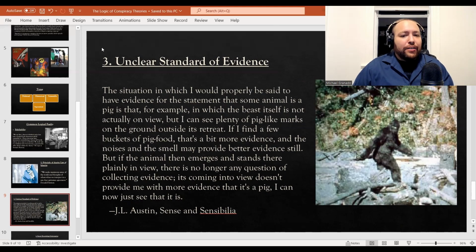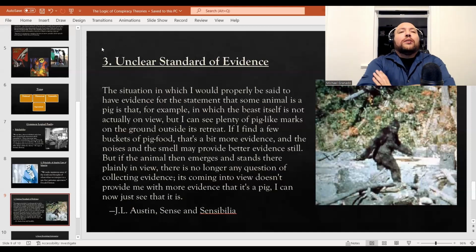The situation in which I would properly be said to have evidence for the statement that some animal is a pig is that, for example, in which the beast itself is not actually on view, so we can't see the pig, but I can see plenty of pig-like marks on the ground outside of its retreat. That would be one piece of evidence. If I find a few buckets of pig food, that's a bit more evidence. And still the noises and the smell that they provide, evidence still. But if the animal then emerges and stands there plainly in view, there is no longer any question of collecting evidence. Its coming into view doesn't provide me with more evidence that it's a pig. I can just see that it is a pig.